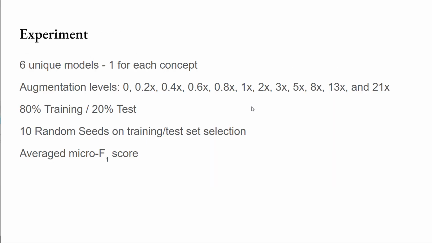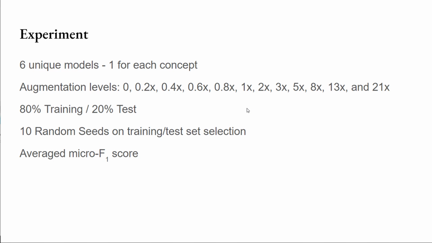So for this experiment, we used the student responses for the 3 questions and used that to train 6 unique BERT models on the 6 concepts given in the formative assessment. We selected augmentation levels to see how growing from 0 to 1x would perform, along with growing from 1x to 21x using a Fibonacci series as a multiplier.